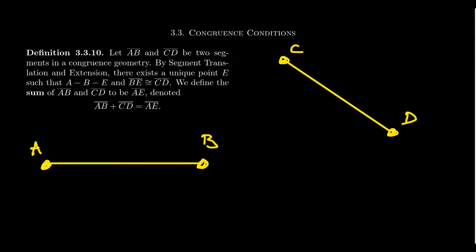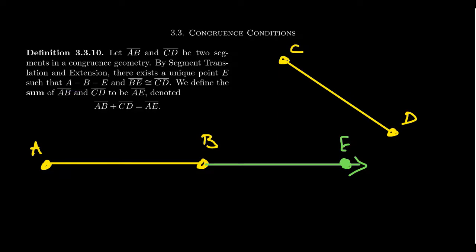Now, by segment translation and by the extension axiom, there's going to exist a unique point E on the ray AB, such that B is between A and E on that ray, and the segment BE is congruent to CD. The extension comes into play here because our line segment AB can be extended in the direction of B. So we get something like this. We've extended the segment to the ray. Extension guarantees that such a thing is plausible. There's going to be some point E on this ray AB, such that B is between A and E, as is illustrated.